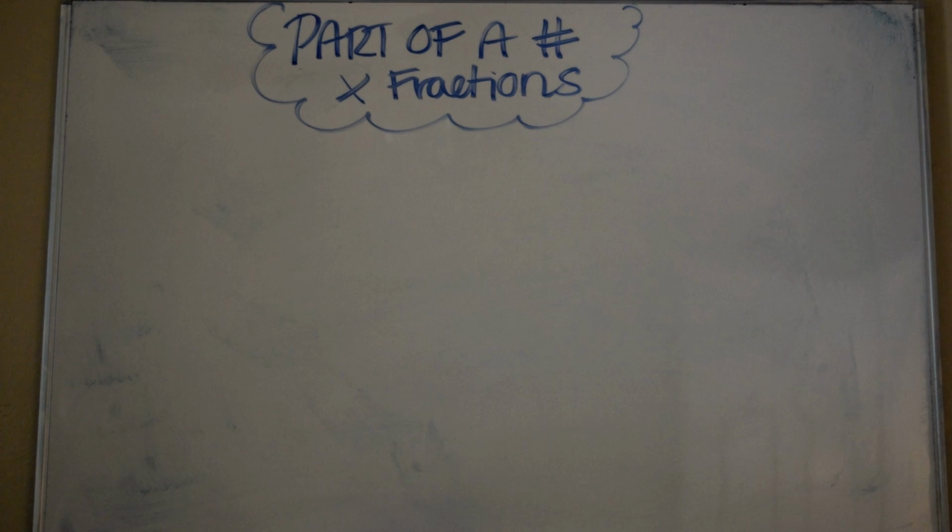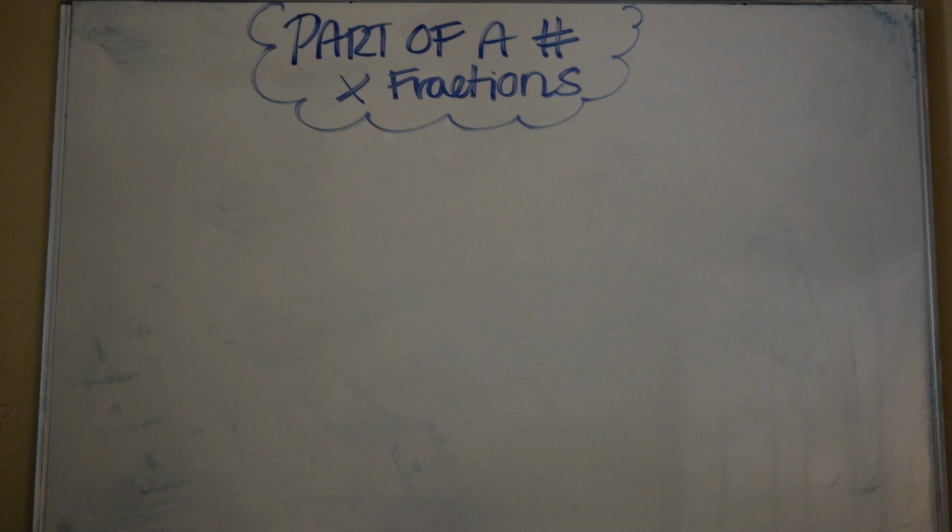We are going to focus on multiplying first, but before we even do that as an algorithm, we're going to represent what we're doing when we are multiplying a fraction times a whole number. And we're going to call that part of a number. That's what happens when you multiply a whole number by a fraction. You want to represent part of that whole number by using models. And I'm going to show you how to do that.